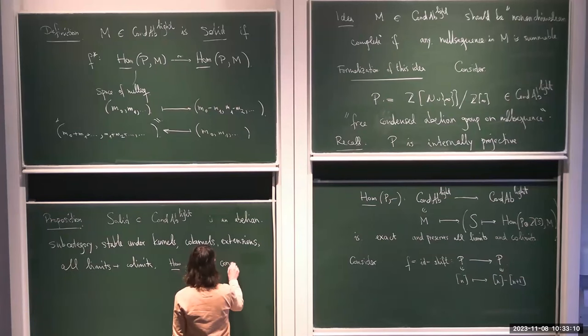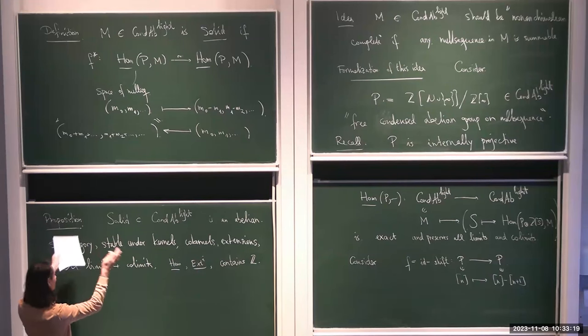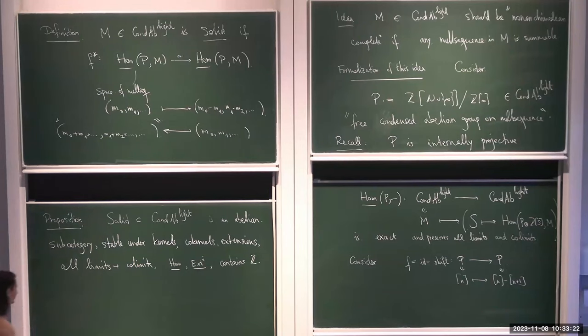This also contains some objects. It could be trivial, but it's not. It contains the integers. And once it contains the integers, everything you can build by limits and colimits and kernels and whatnot will contain all of this. It's not everything. So it contains the reals? It does not contain the reals. Okay, I understand.